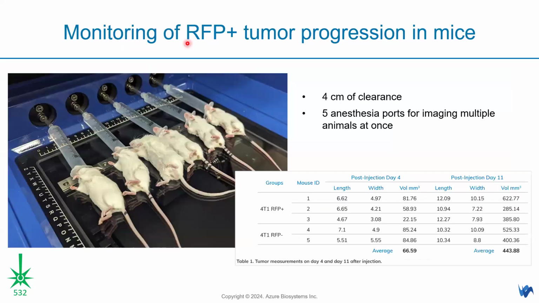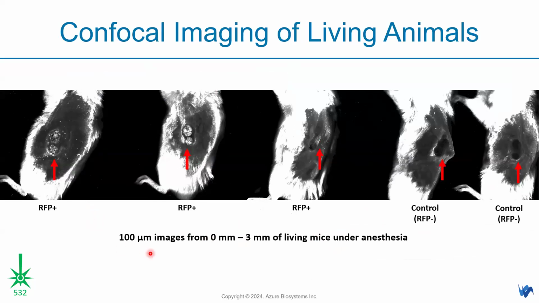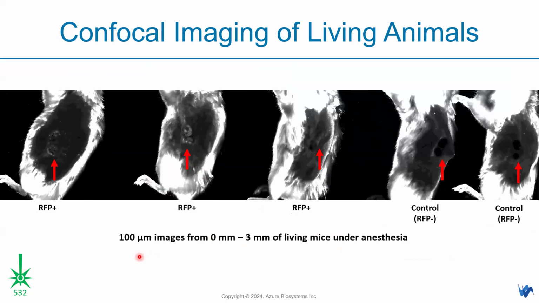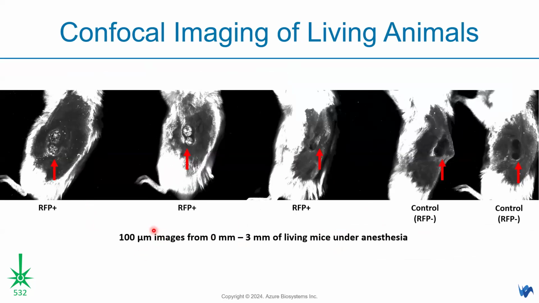Okay, so here, this is monitoring of red fluorescent protein-containing tumor progression in mice. Okay, here we can give you an example of tumor measurement. Here is the confocal imaging of these living rodents, and we scanned it at 100 micron resolution. You don't need to scan them at 5 micron resolution; 100 micron resolution is more than enough. Okay, and then we put them in a GIF so you can see the expression or the shape of the tumor across different focal planes.